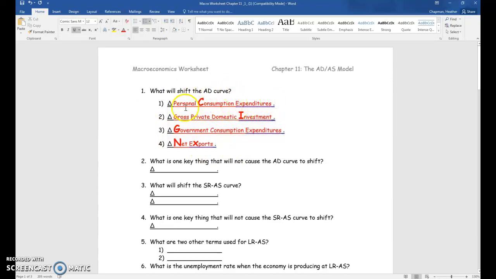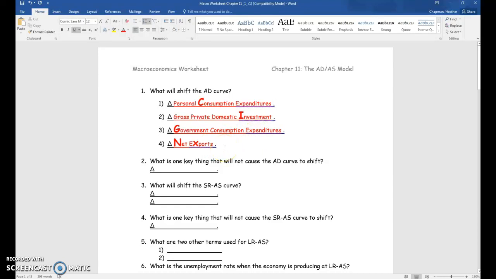If households increase their spending, the aggregate demand curve will increase. We know that's a shift out and to the right. If businesses increase their spending, maybe they build a new warehouse or a new assembly line, the aggregate demand curve would shift out and to the right. If the government increases its government consumption expenditures, which we know is spending on goods and services, aggregate demand would shift out and to the right. And if foreigners buy more of our goods and services, aggregate demand would shift out and to the right.